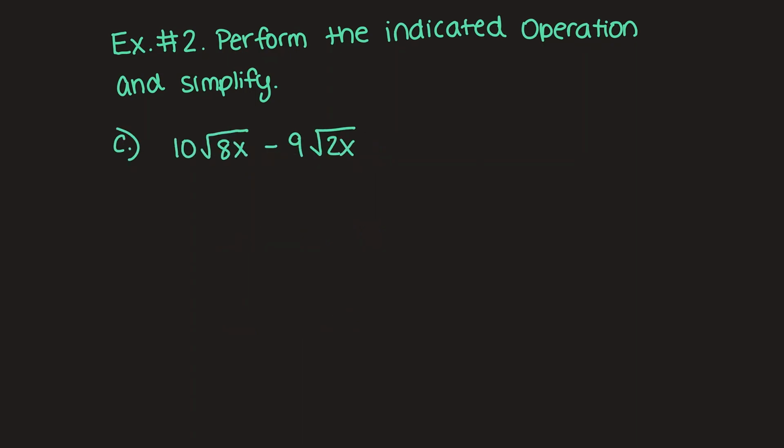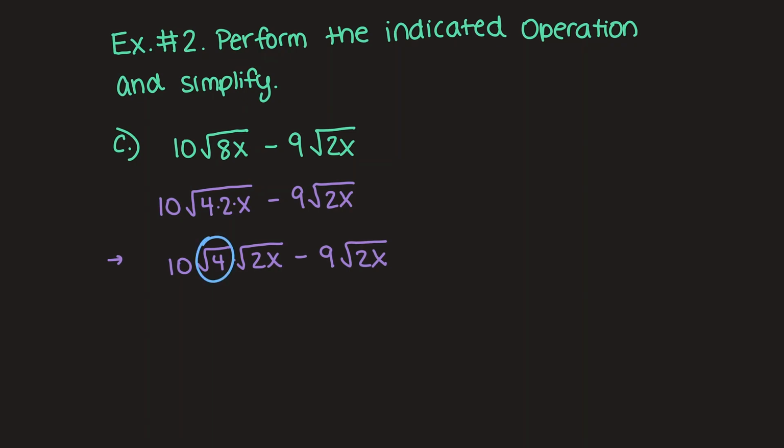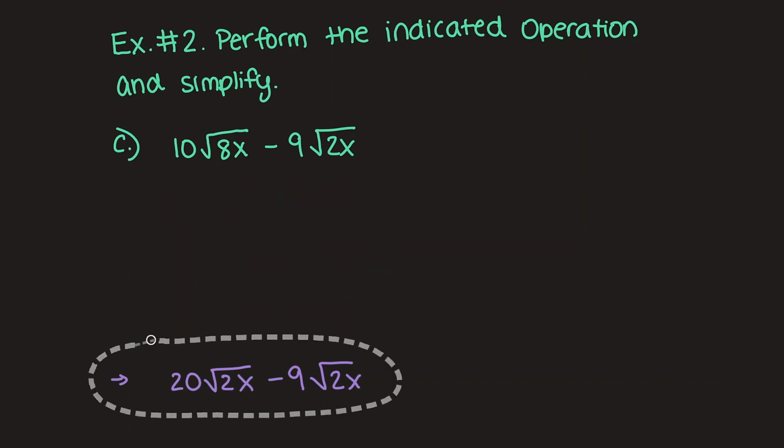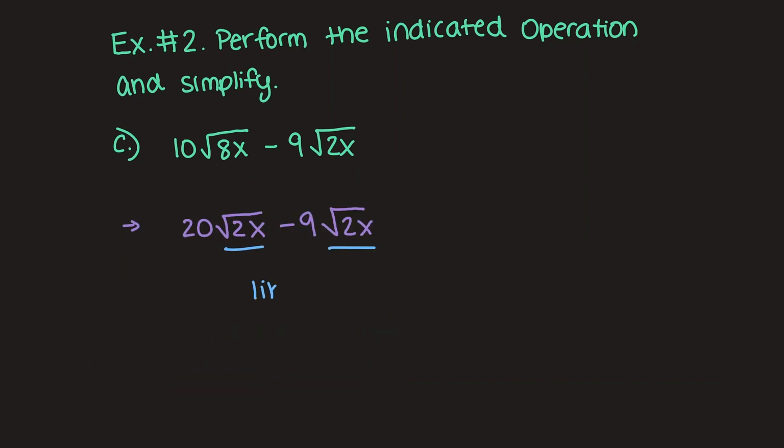For this example, again they are not like radicals, so let's try simplifying them first. The radical 2x is simplified, but radical 8x is not, so we must simplify this. 8 has a perfect square of 4, and then we use the product rule and simplify. The square root of 4 is 2, multiply 10 times 2, and we get 20 square root 2x minus 9 square root 2x. And now we have like radicals. Therefore, this combines to 11 square root 2x.